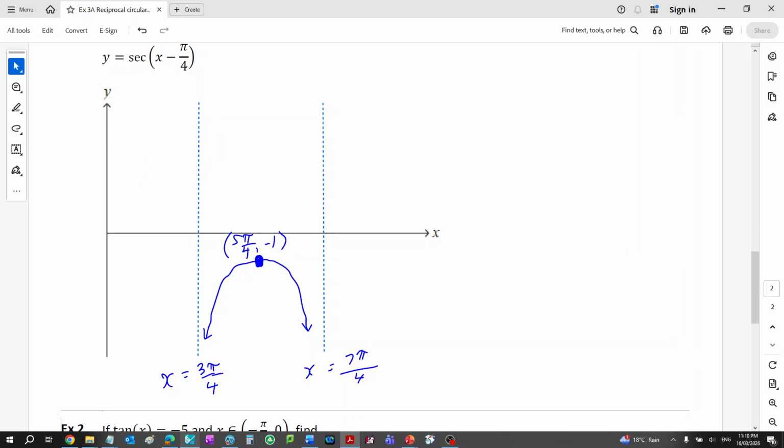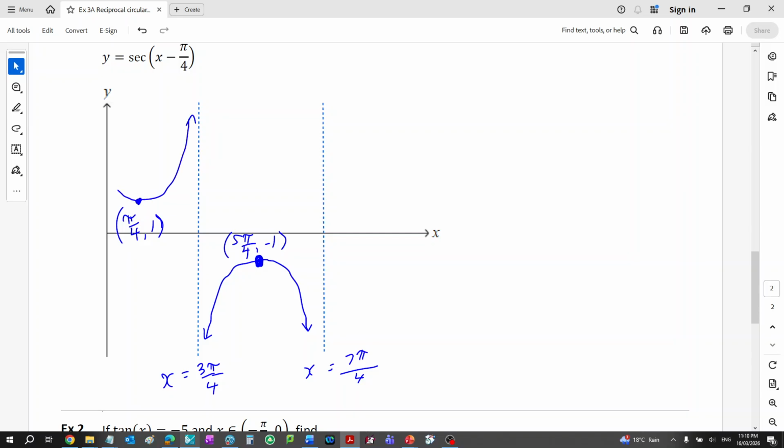If I look at this left-hand side, I know that if I go pi on 2 to the left of pi on 4, that's going to be my minimum turning point. So that's going to be about here. Okay, that's going to be at pi on 4, 1. Okay, I'm going to come up as such.